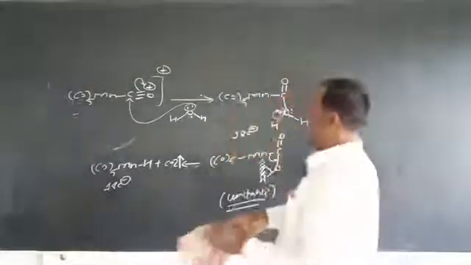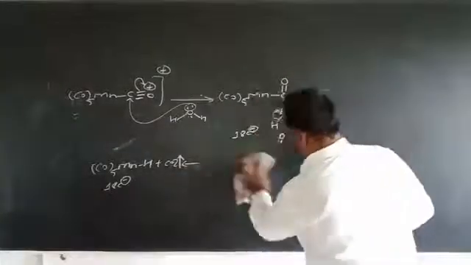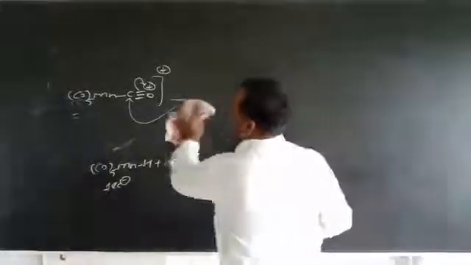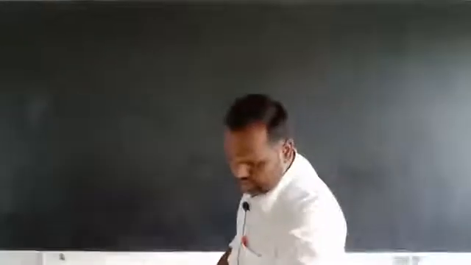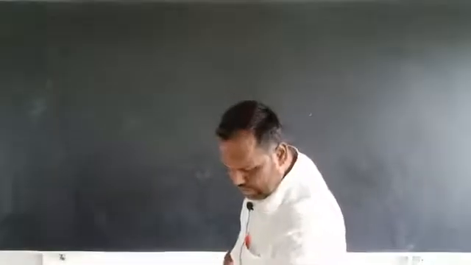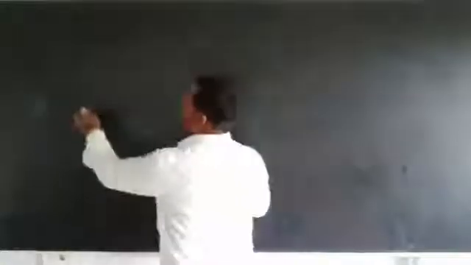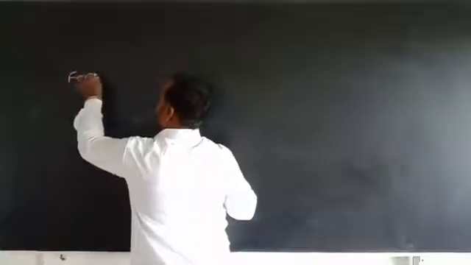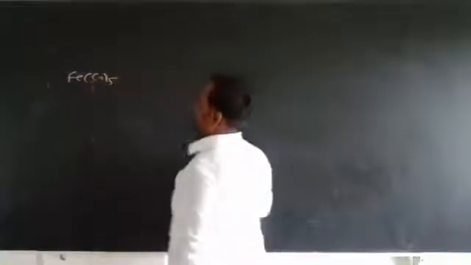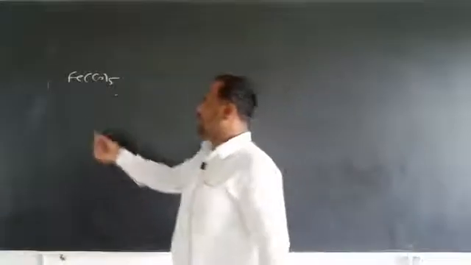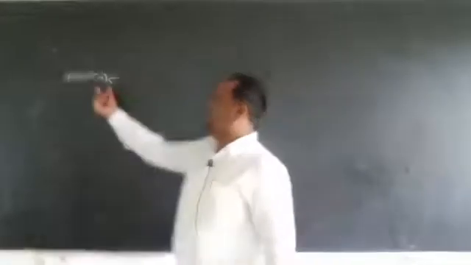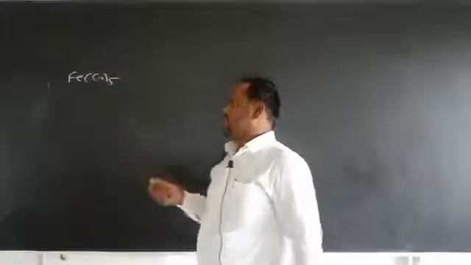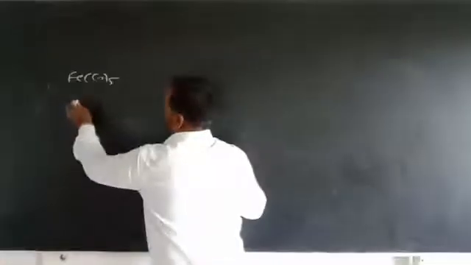If we consider another example, we consider Fe(CO)5. So in this Fe(CO)5, Fe contributes 4s2 3d6, so Fe contributes 8 electrons, and the carbonyls contribute 10 electrons. So total 18 electron species. This is an 18 electron species.